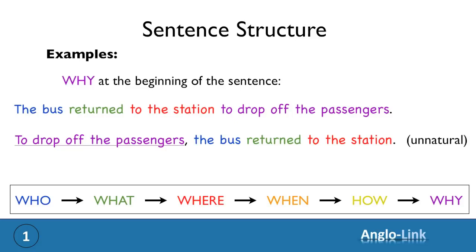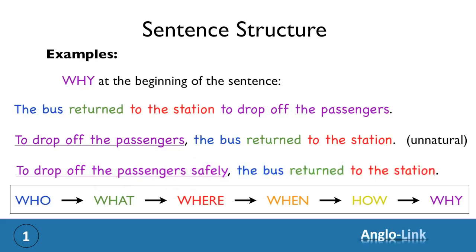But now let's emphasize the reason a bit more. For example, to drop off the passengers safely, the bus returned to the station. And it sounds fine. So remember, you can start a sentence with another element than who, what, but you have to have a good reason for it.